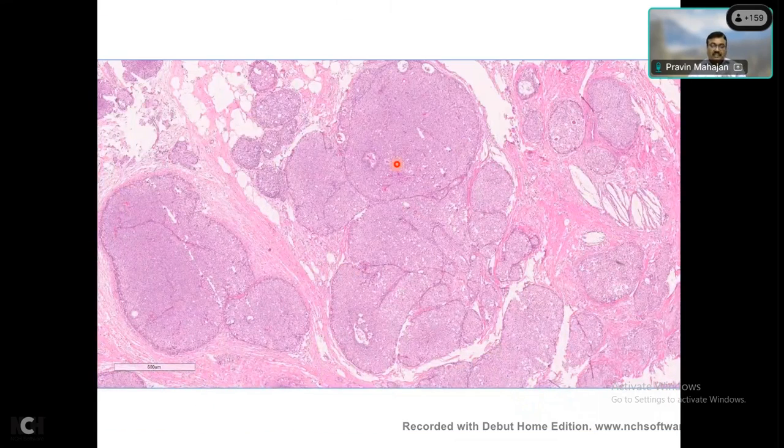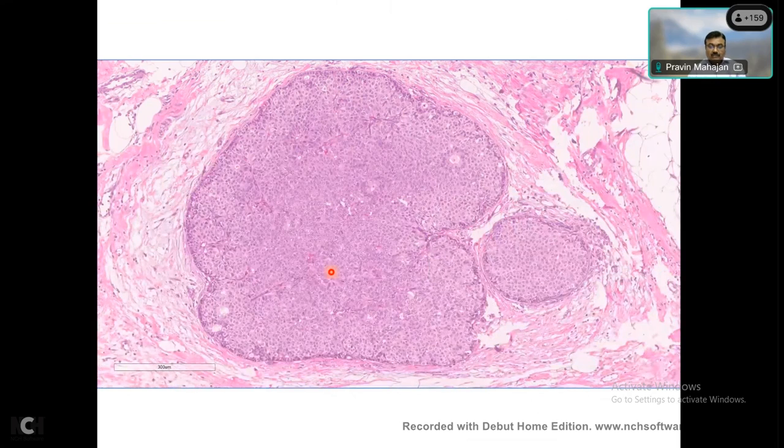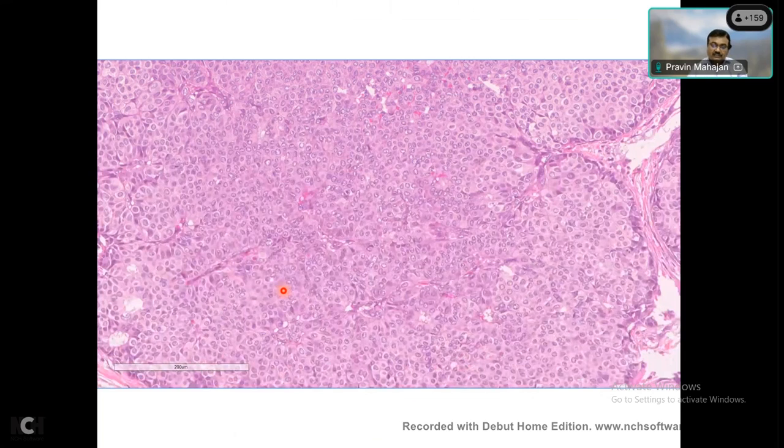If you move on to a little higher power, you start to see that these are nodules of different size. And then at more high power, you start to see that within the nodules there is this monotonous solid proliferation, and then there are these inconspicuous thin fibrovascular cores. Nuclear grade is definitely low, so this is definitely a solid papillary carcinoma.